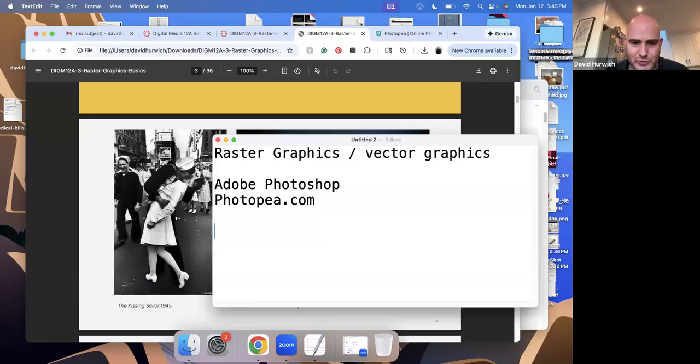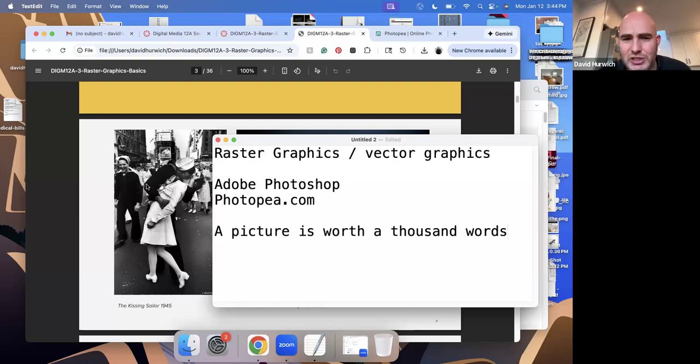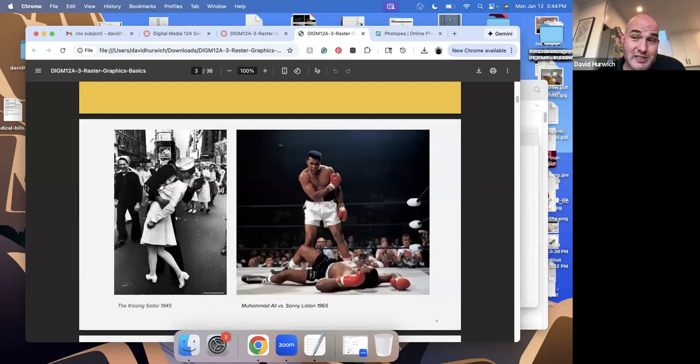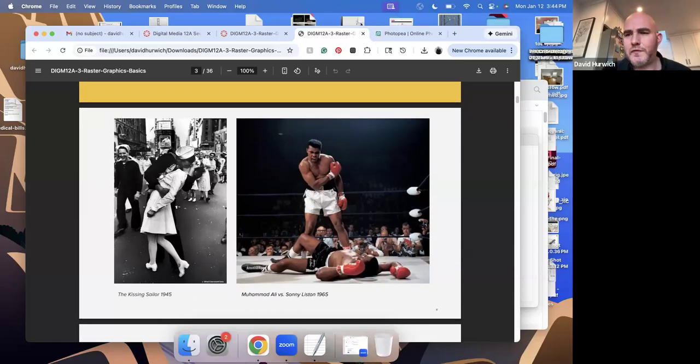There's an old phrase, a picture is worth 1,000 words, right? So, just the idea that you can convey things in visuals that maybe are more difficult to do with the written word. So these are just some examples of famous images throughout time.